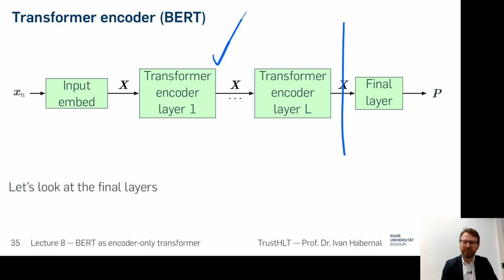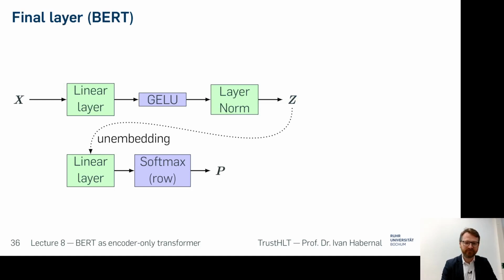Here we are, and the question is, what is the final layer doing? Let's look at the final layers. The final layer is some linear layer projection, some GELU, some layer normalization, and it gives us a matrix, which we can then so-called unembed back into the vocabulary. Because, for example, what we want to do maybe is to predict a word. Okay, can we do that? Of course we can do that.